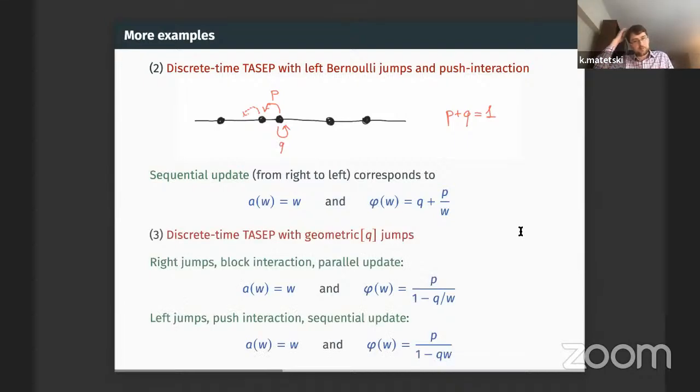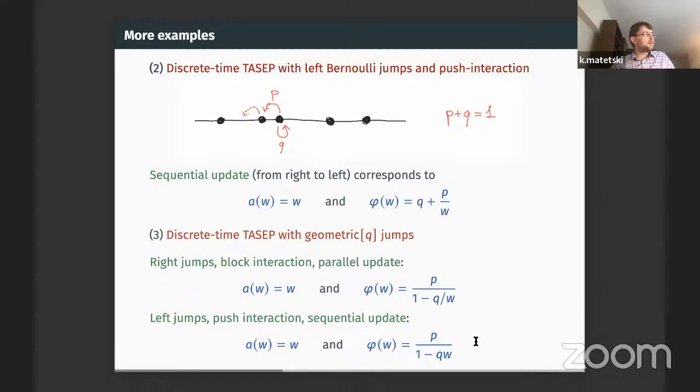Other interesting examples are discrete time TASEP with geometric jumps. Again, we can define particles which jump with geometric distributions to the right and left, and the interaction is given by pushing and blocking. For blocking, the choice of a and phi is like this. For pushing, it is like this. As I said, there are some other known models for which the Schütz type formula holds, and the choices of a and phi are different.